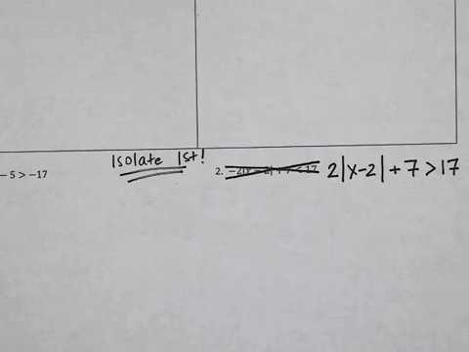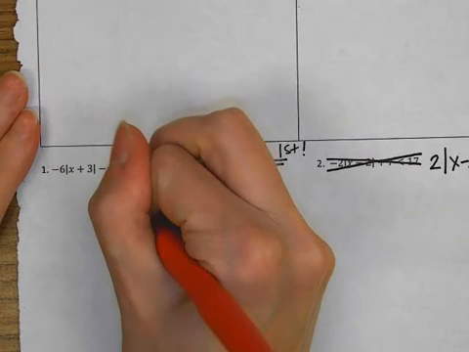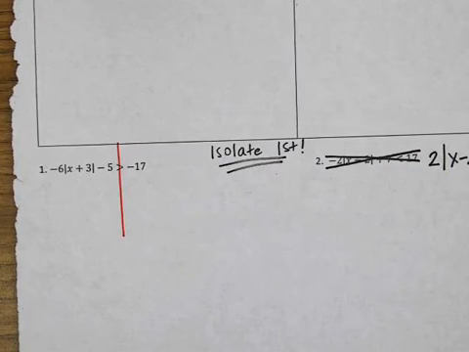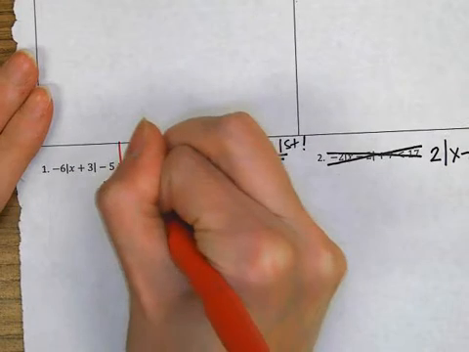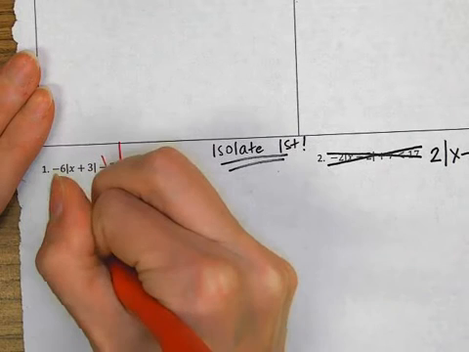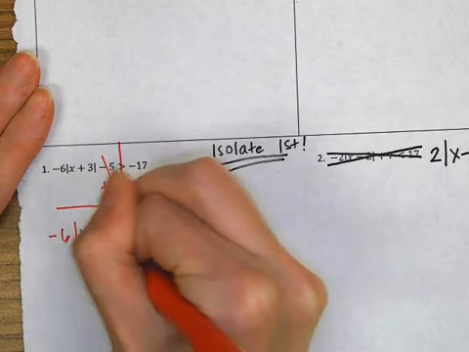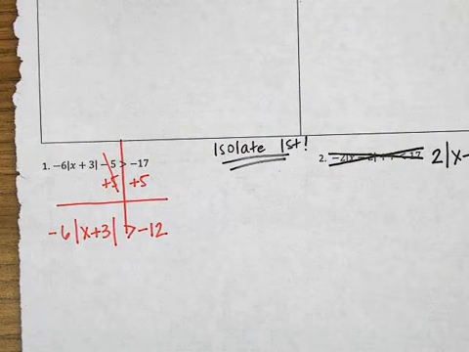Okay, so now that we have the right problems, let's try to solve. So again, I said isolate first. So before you do anything, draw the wall and get the absolute value isolated. So we're going to add 5 to both sides. And we get negative 6, absolute value of x plus 3 is greater than negative 12.